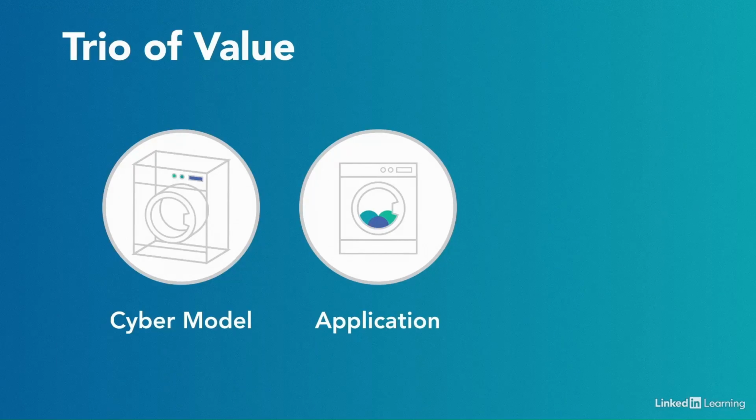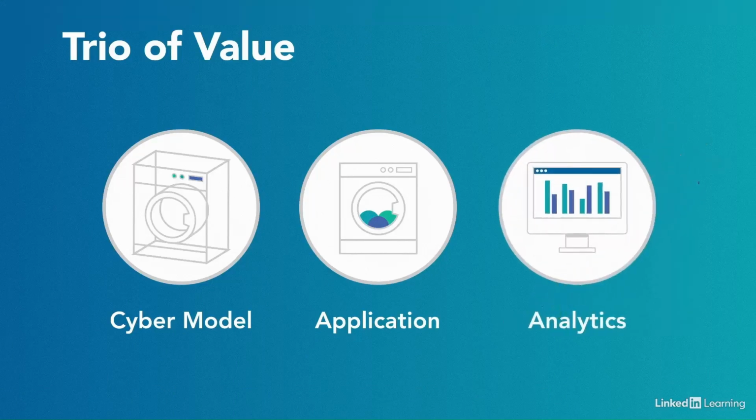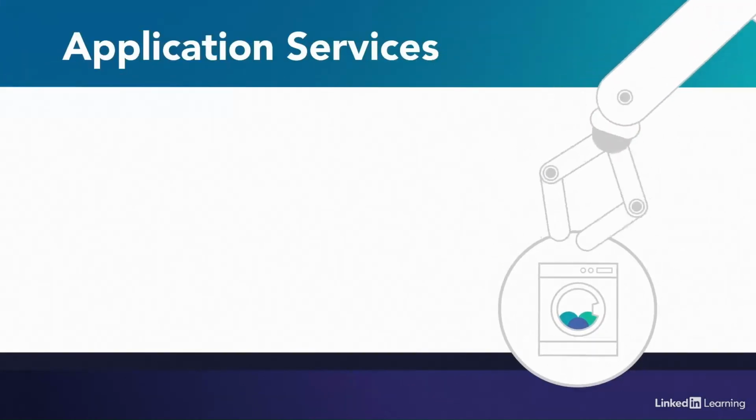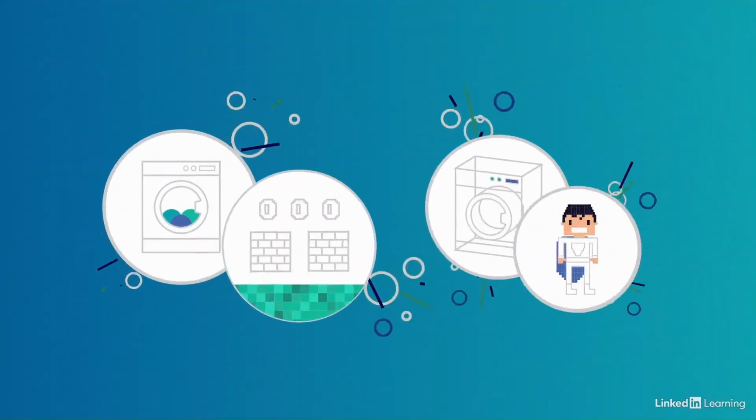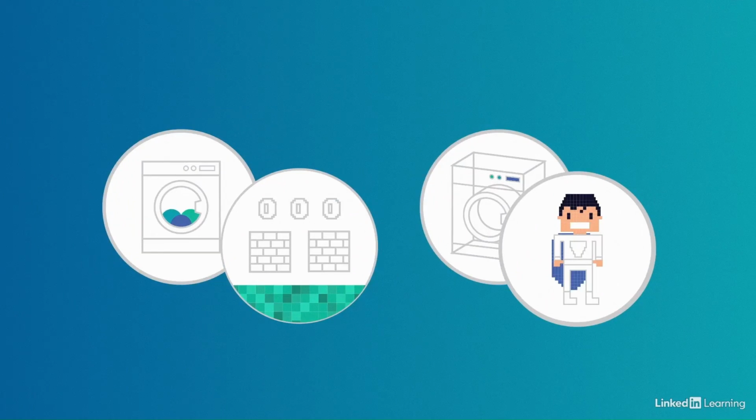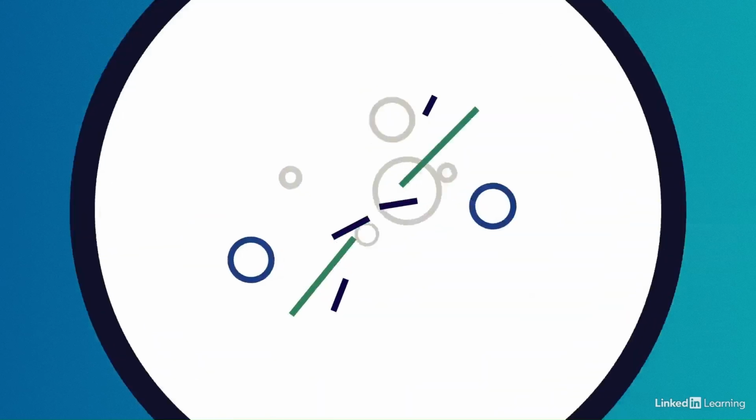Along with the Cybermodel, it interacts with the Cybermodel and the analytics, which together make up the trio of value in IoT. The application in IoT provides functionality and the human and data interface. It defines the way the product works and its functionality. Thinking back to the video game example, the application is the game, and the model are the characters in the game. The application acts upon the model to create its functionality.